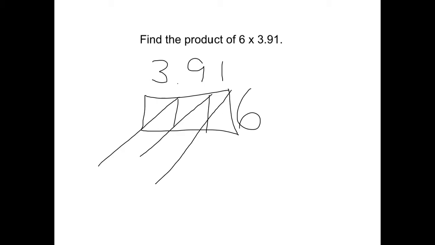And now I need to start multiplying. So 1 times 6 is 6. 9 times 6 is 54. 3 times 6 is 18. Now I add along the diagonals. I've got 6, 4, 13, carry the 1, 2.